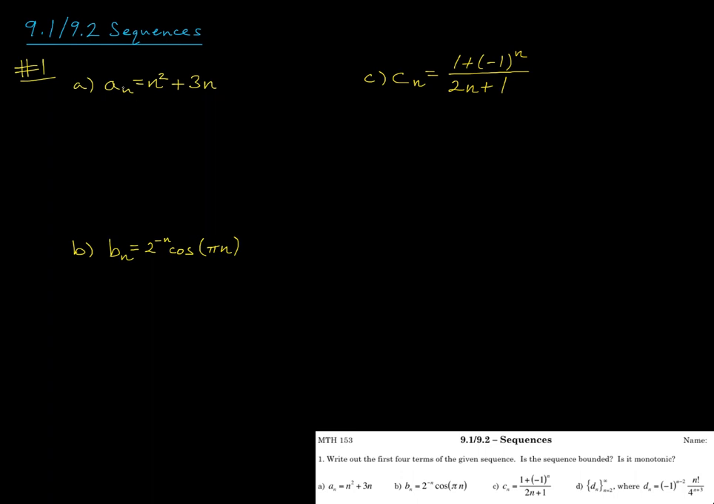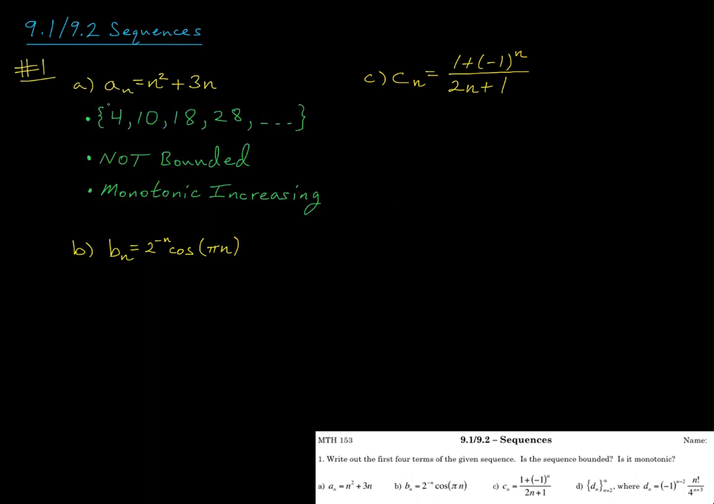For part A, we got a sub n is n squared plus 3n. To write out the first four terms, these are 4, 10, 18, and 28. Those are found by plugging in 1 for n, 2 for n, 3 for n, and 4 for n, respectively. Now this sequence is not bounded. Why? Because I can make a sub n, which again is n squared plus 3n, as large as I like by making n sufficiently large.